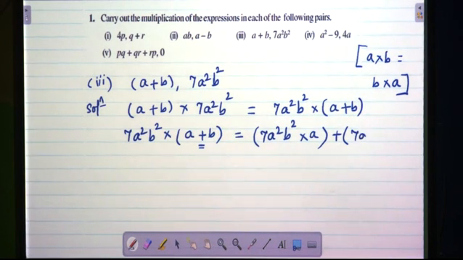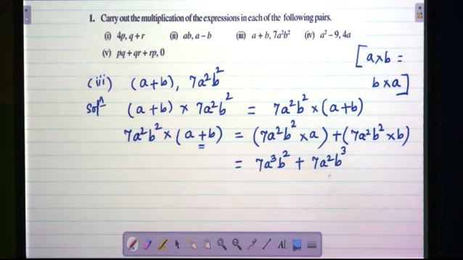Second bracket 7a square b square into b. So, first bracket becomes 7a square into a, it becomes a cube, and b square as it is, plus sign after this 7a square b square. Now, b square will be multiplied with b. So, it becomes 7a square b cube. This is the third sum that we have solved.